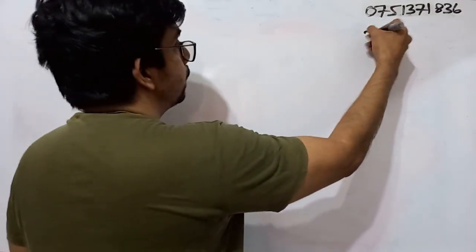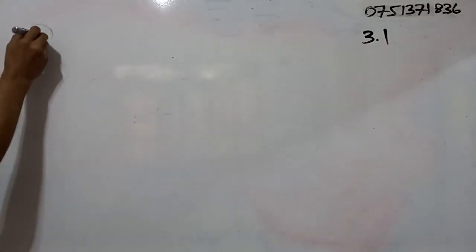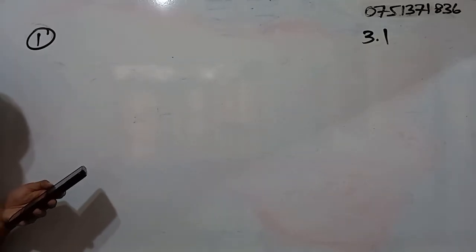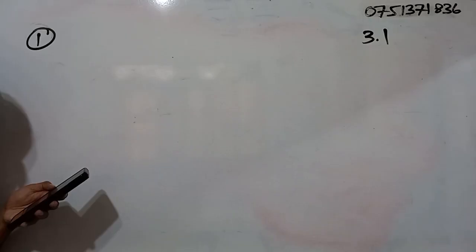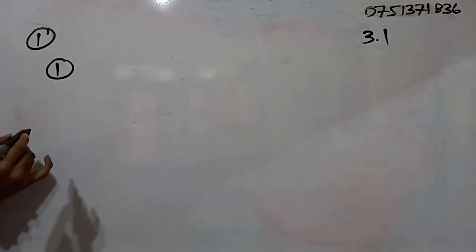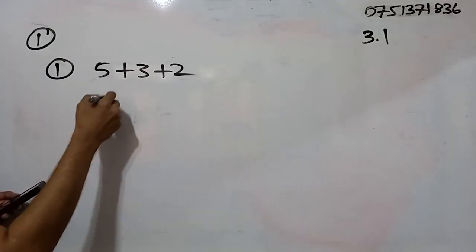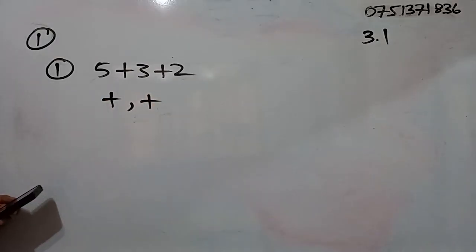Right, exercise 3.1. Under that, question number 1. What do we have? For each of the following numerical expressions, write down the mathematical operations in the order in which they appear. Under that, part 1, what do we have? So here we only have two additions, right? So we can simply write plus and plus.